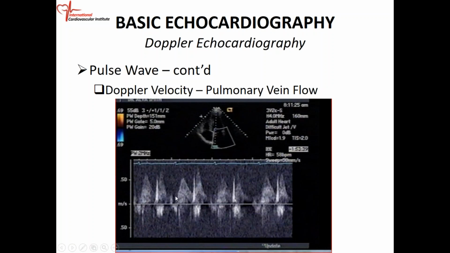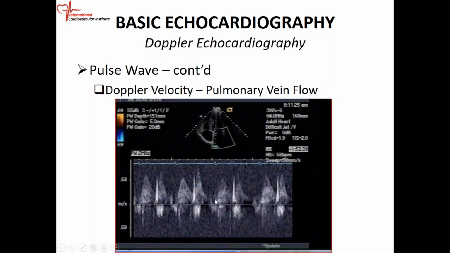You're going to get a systolic component. You're going to get a diastolic component and an atrial reversal. Because when the pulmonary vein drains into the left atrium, the blood is flowing towards the transducer. So pulmonary veins are right there. The blood is actually flowing towards the transducer. Hence, you're going to get the Doppler spectral envelope above the baseline. But when the atrium contracts, it's going to push blood in the opposite direction. And that is why the atrial reversal is going to be below the baseline.